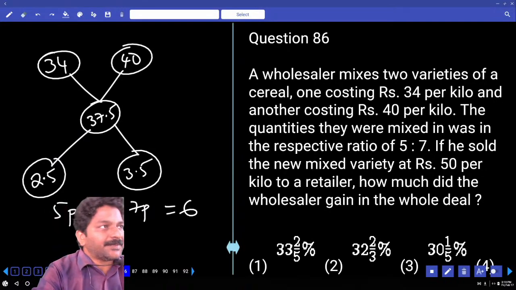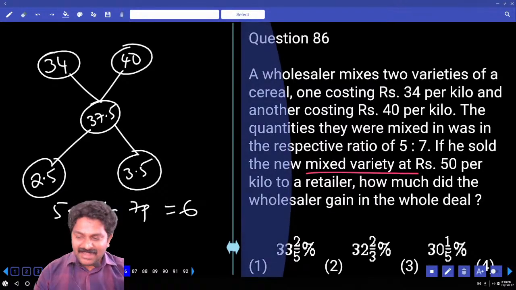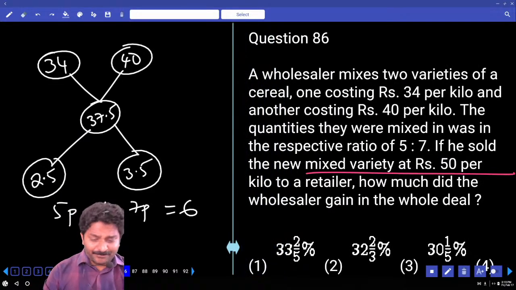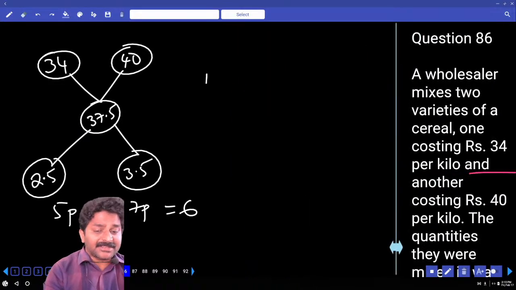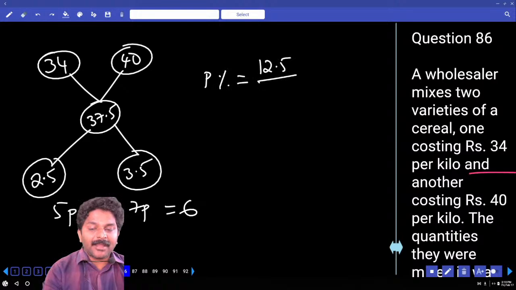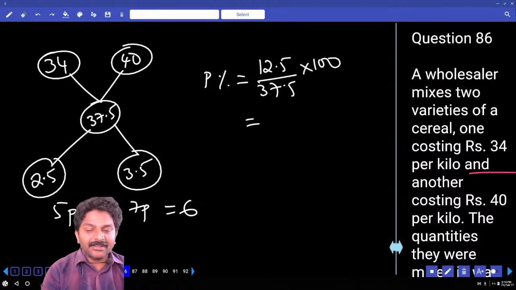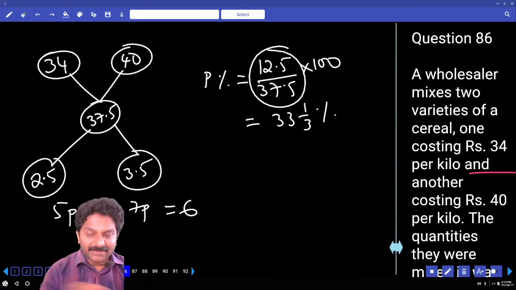So what is the mixture cost price? Mixture cost price is 37.5. What is the selling price of the mixture? 50. Is he getting profit or loss? How much profit? 12.5, upon cost price 37.5, percentage into 100. This is 1/3 only. 33 1/3%.